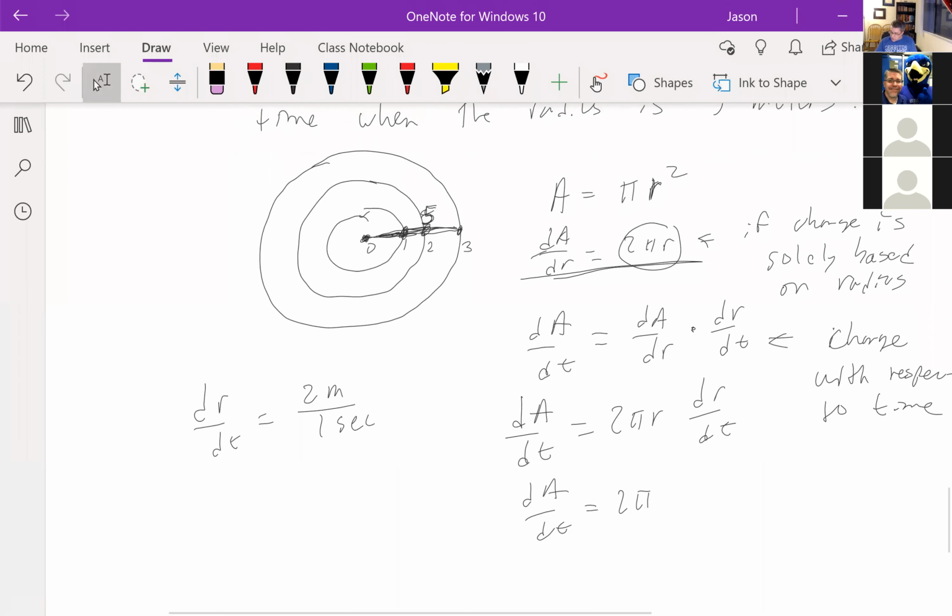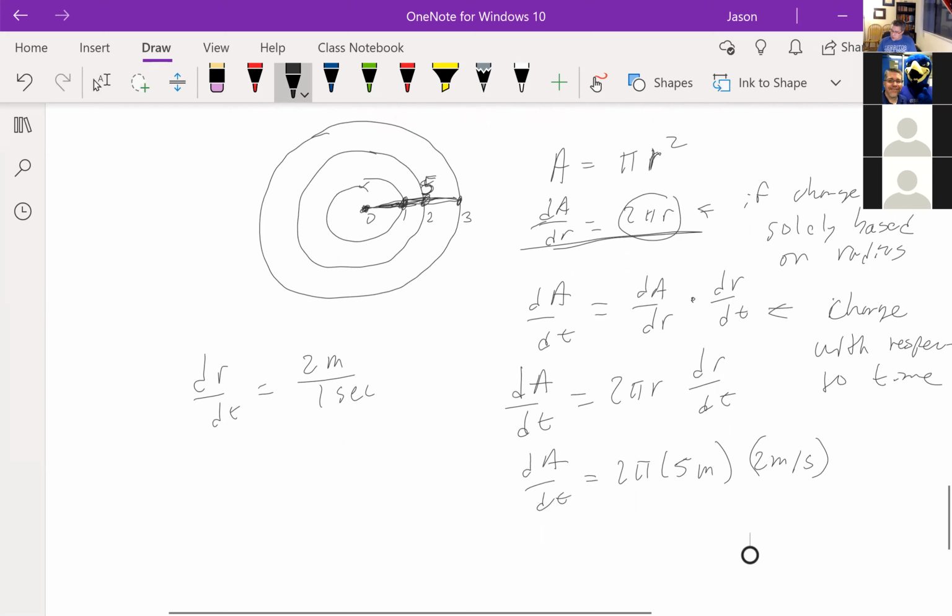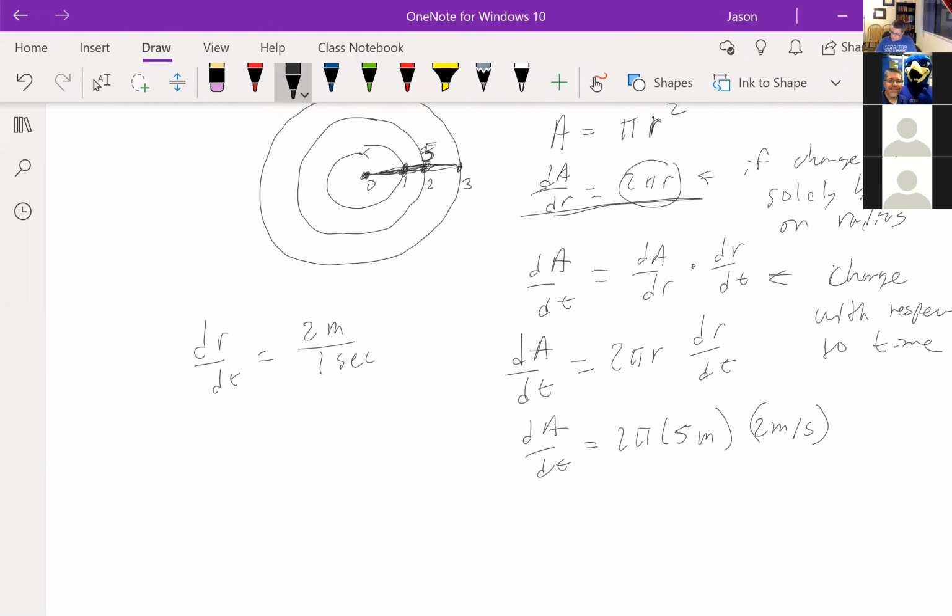I'm just going to plug a 5 in here, and then how fast is the radius growing? That dr/dt is the 2 meters per second. So this is 5 meters, and then this is 2 meters per second. Now if I multiply this all together, I get 20 pi. This is dA/dt. This is going to be 20 pi meters squared per second.